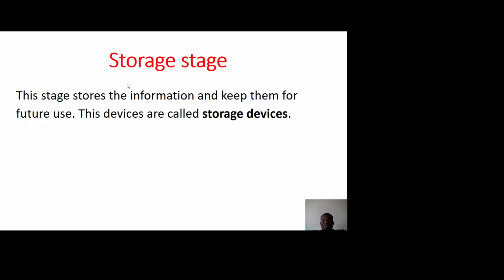So we move to the storage stage, and it's the final stage of the information processing cycle. After the information is being displayed, or the data is being transformed to information, you then need to store it. And we come to the definition of storage stage. This stage stores information and keeps it for future use. These devices are called storage devices.